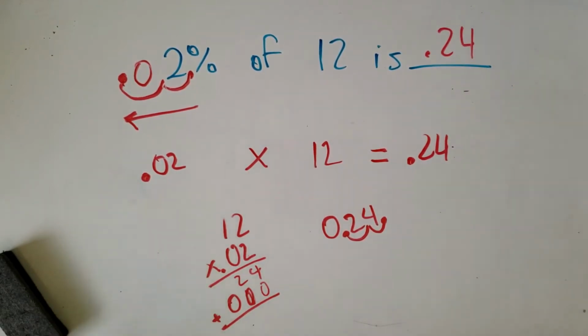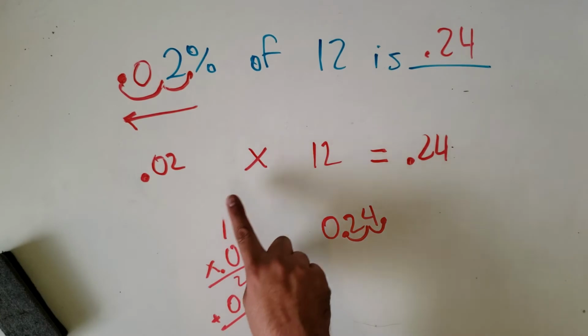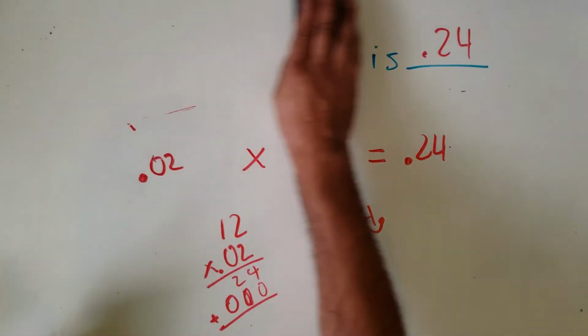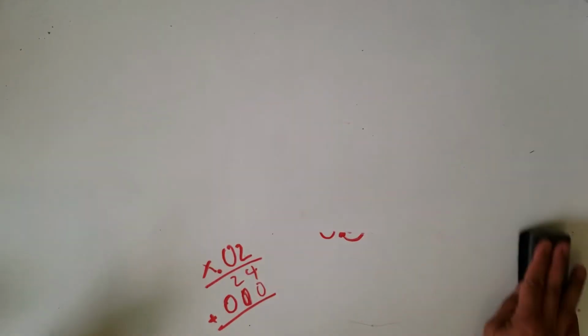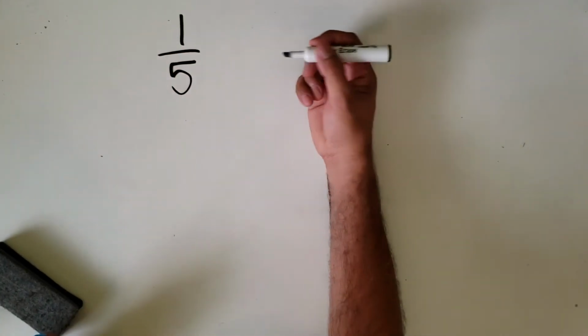0.24. So all we're really doing is multiplying decimals. So change a percent to a decimal and multiply, and you're done. Okay, all right, so that's when they give you a percent. So let's assume they don't give you a percent. Let's say they give you a good old fraction, because you guys love fractions, right? Right, kids?